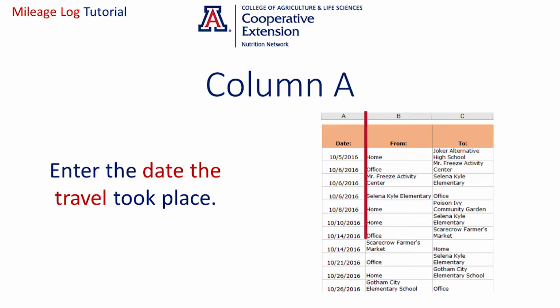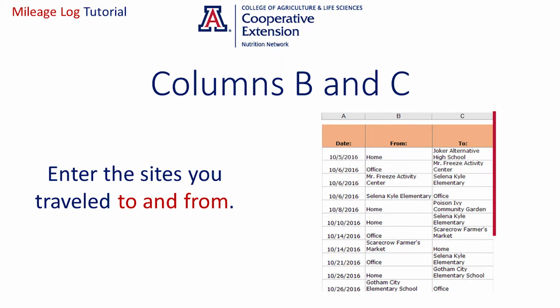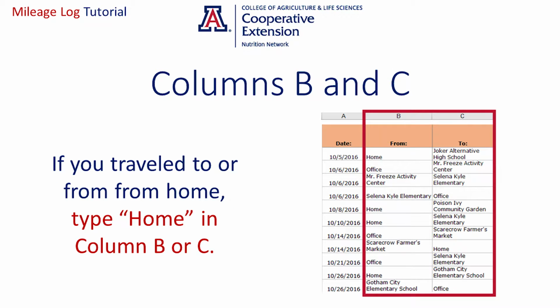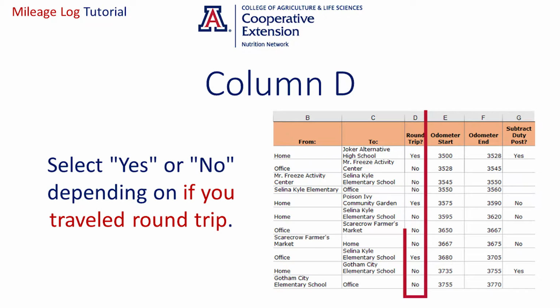Column A is where you enter the date your travel took place. Columns B and C are where you enter the sites you traveled to and from. If you traveled to or from your home, simply write home in the to or from box. Otherwise, write the name of the site you traveled to or from, such as office or Selina Kyle Elementary School. Addresses are not needed.